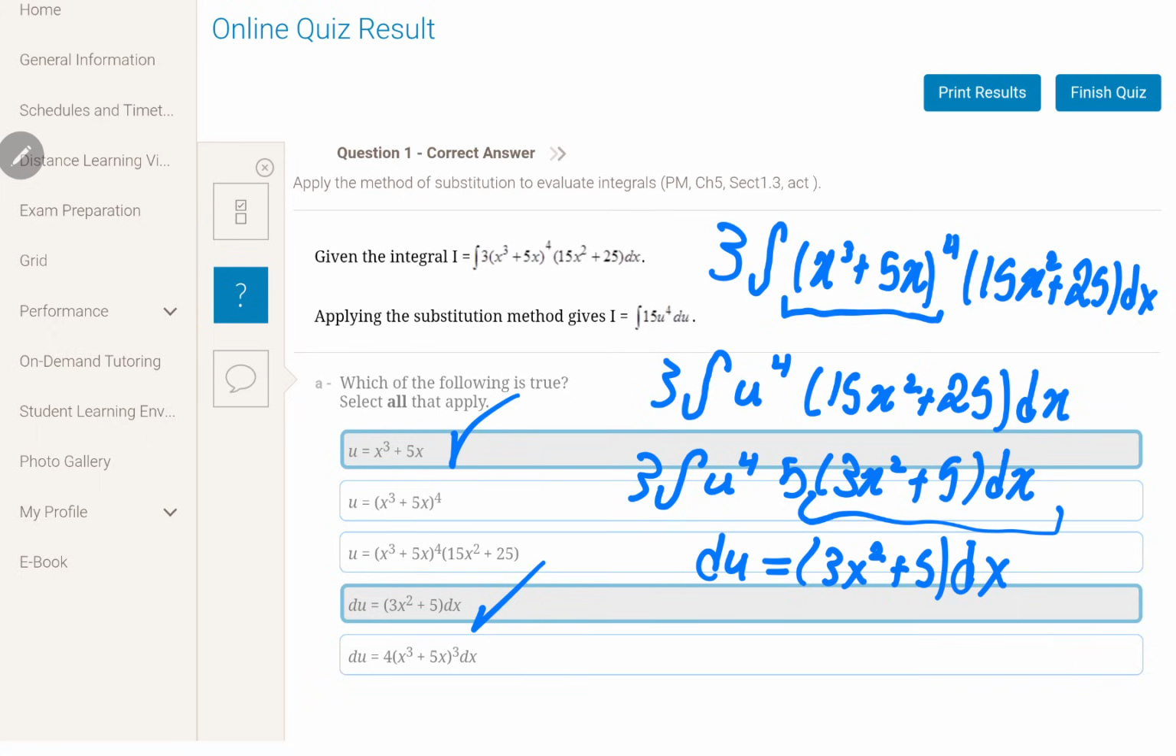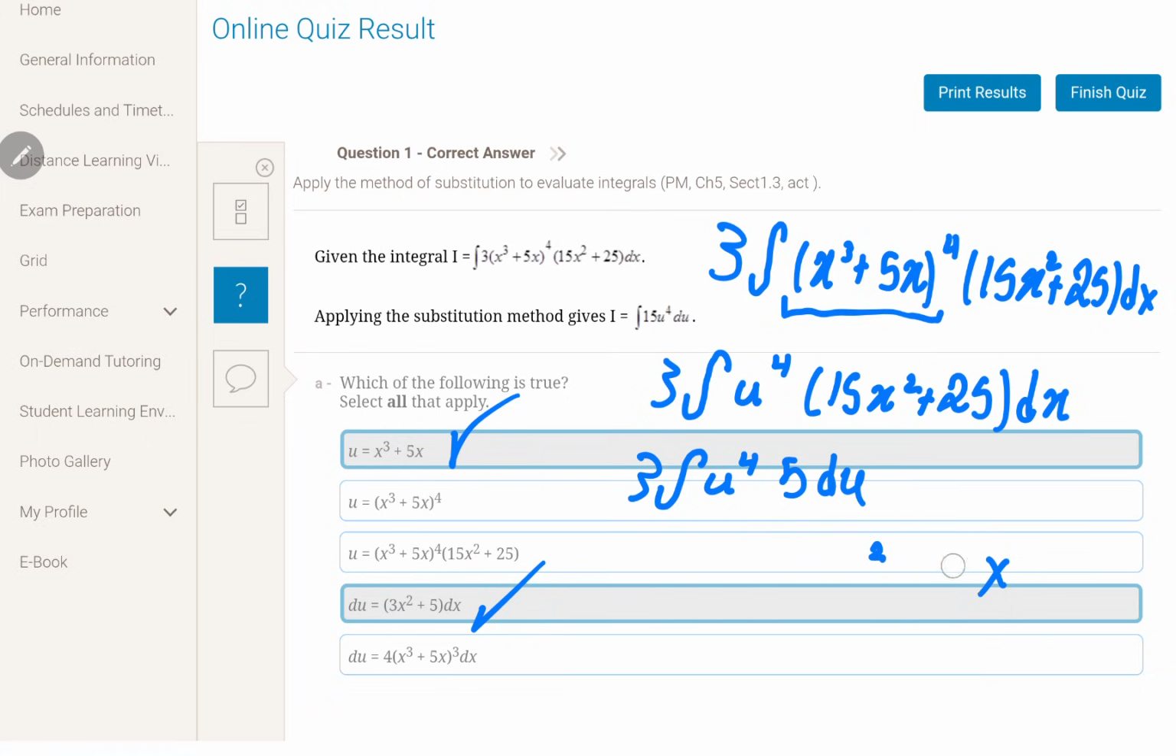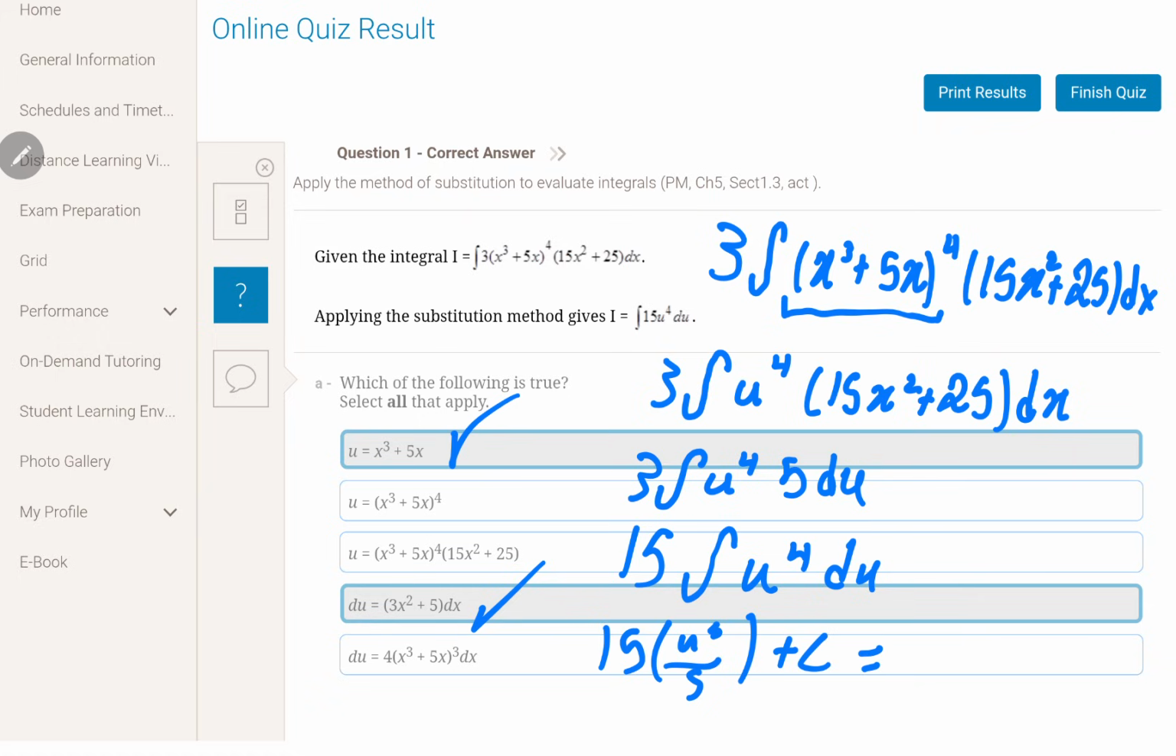Now look what you have here. You have (3x squared plus 5) dx, (3x squared plus 5) dx. So instead of writing all of this, you can literally just change this to du, right? Because this is what du is equal to. Okay, now again, 5 is a constant, take it out. So 3 times 5, 15. 15 times the integral of u to the power of 4 du. Okay, add on to the power, so 15 times u to the power of 5 over 5, plus c.